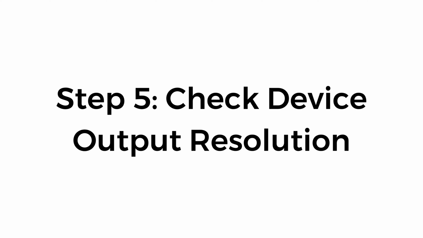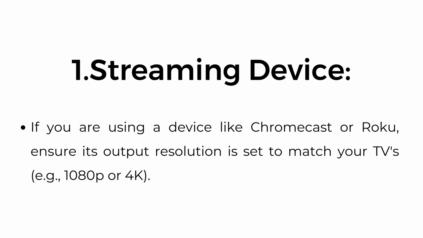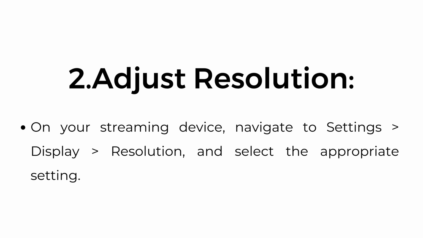Step 5. Check device output resolution. Streaming device. If you are using a device like Chromecast or Roku, ensure its output resolution is set to match your TV's, for example, 1080p or 4K. Adjust resolution. On your streaming device, navigate to Settings, Display, Resolution and select the appropriate setting.